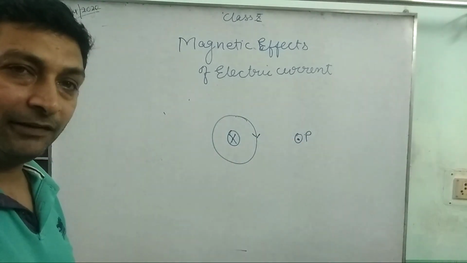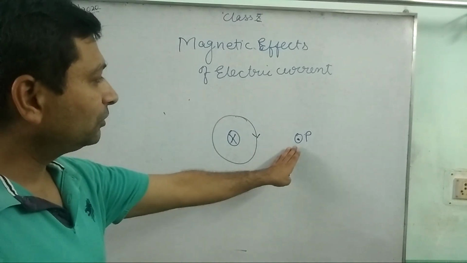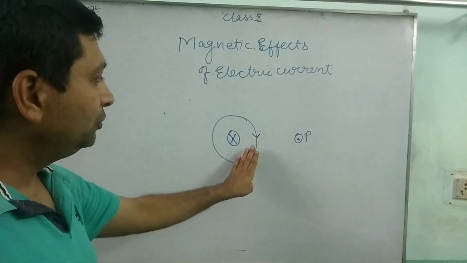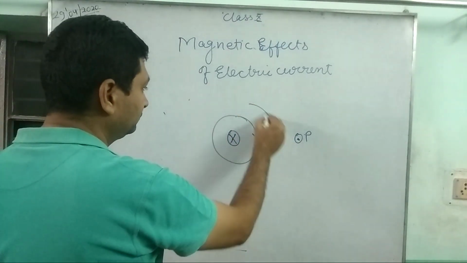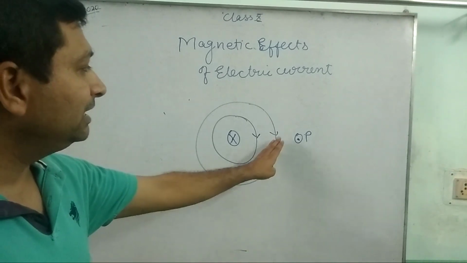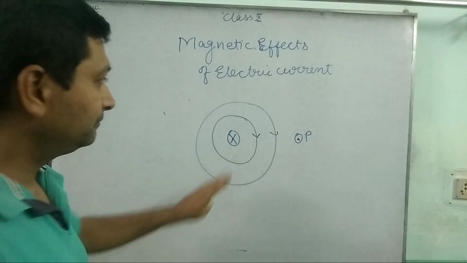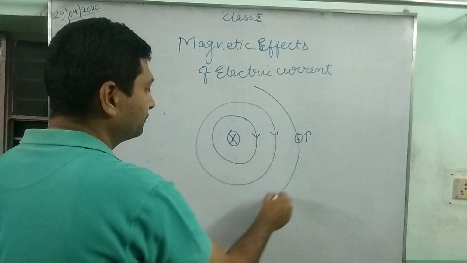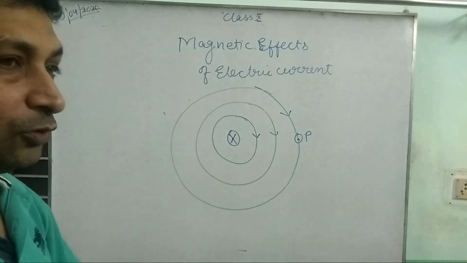So these are magnetic field lines. If you are finding the direction of magnetic field at point P, you should extend this line up to the point P. The center of these magnetic field lines is the wire itself. So one of our lines is passing through point P.